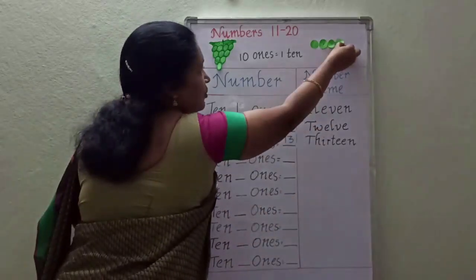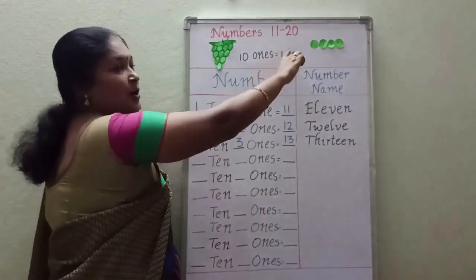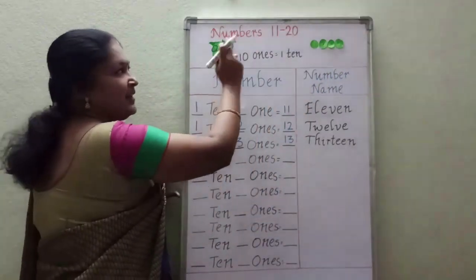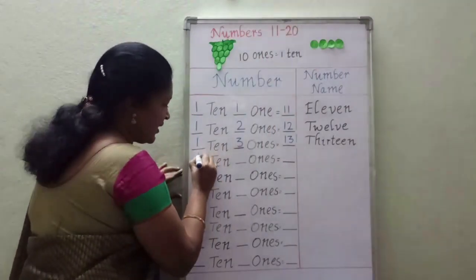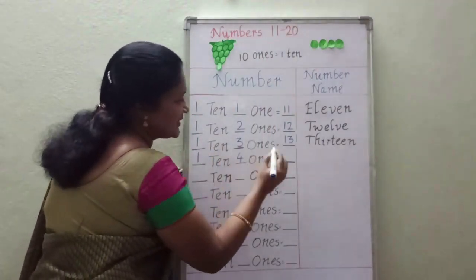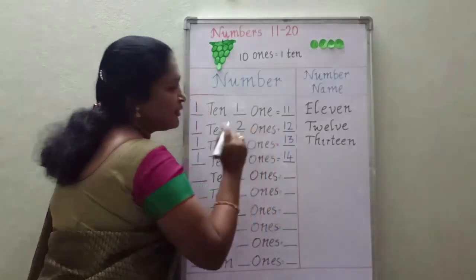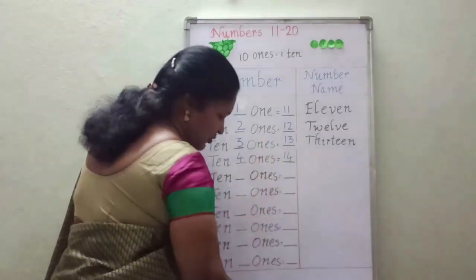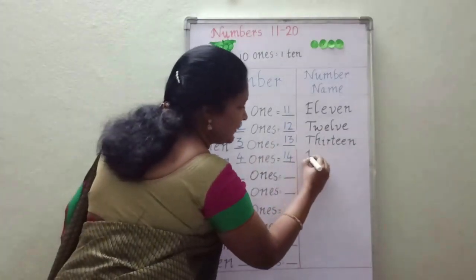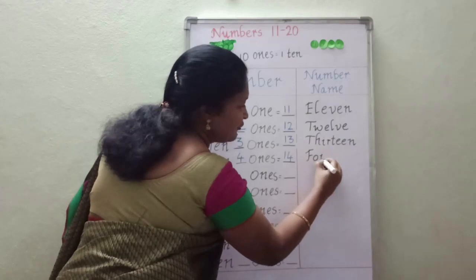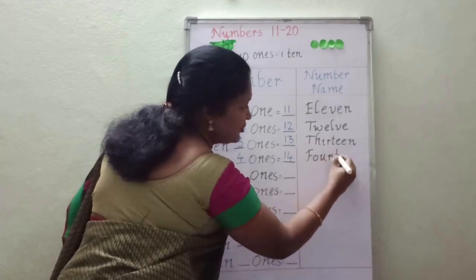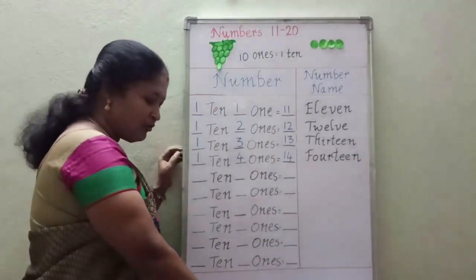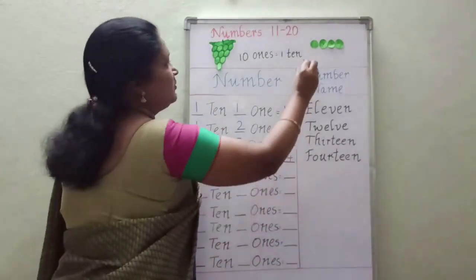Now one more. So here how many ones are there? 4 ones are there. So 1 ten, 4 ones. It becomes 14. 10 and 4 more. So 14. What is the spelling of 14, children? First you should write 4 spelling. F-O-U-R, 4. T-E-E-N, teen. 14.